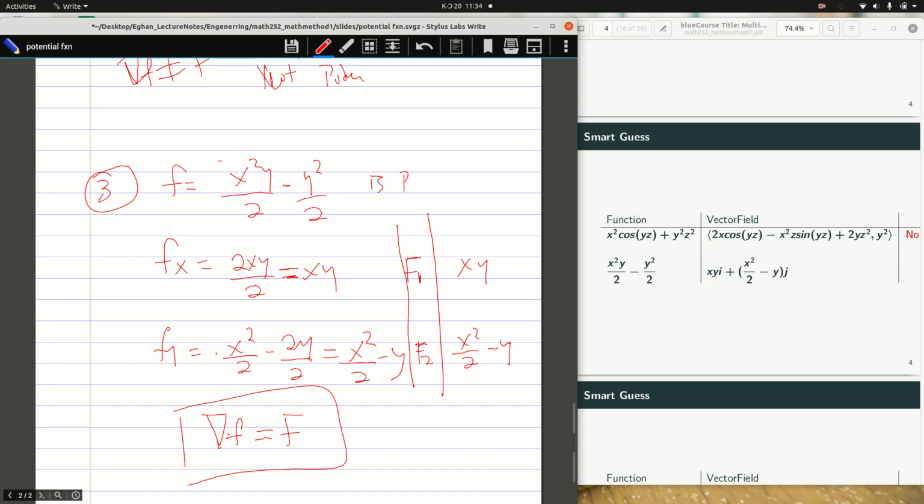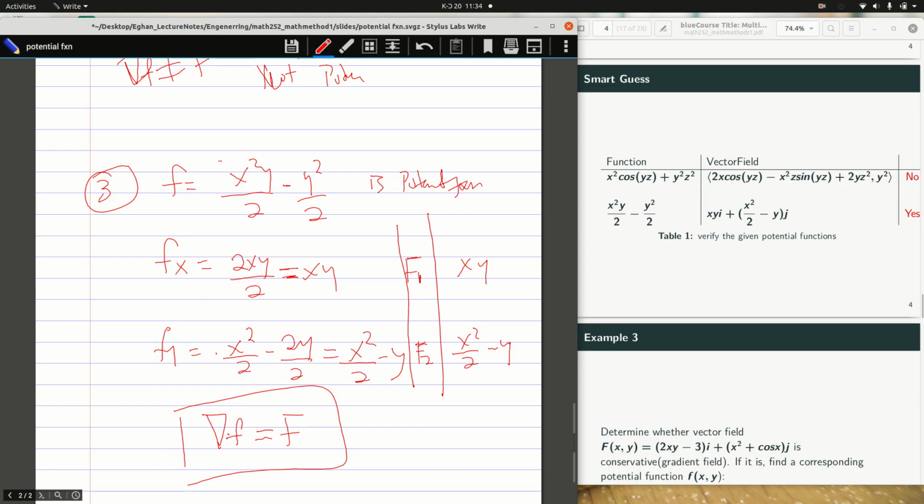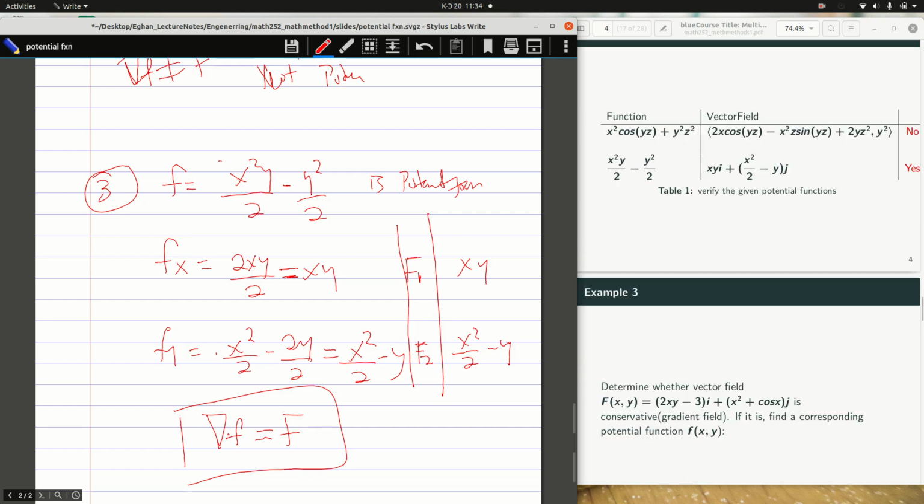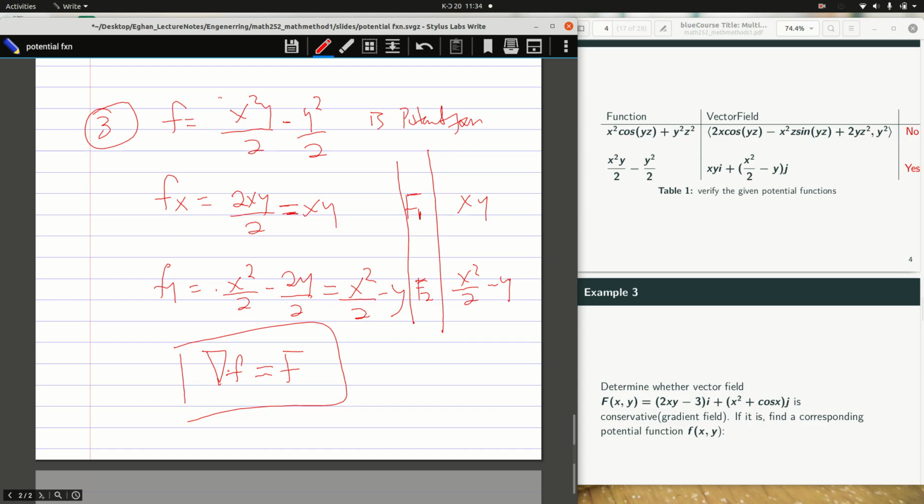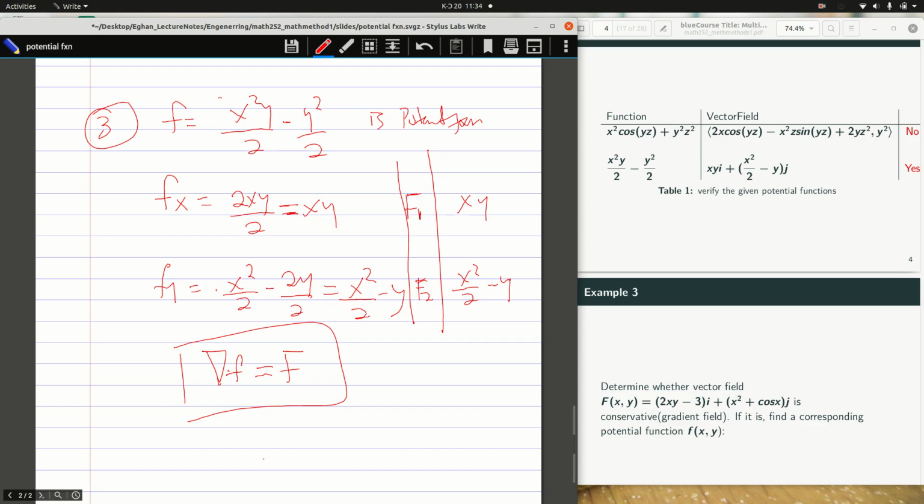Hence, this is a potential function, and that's how you verify that. Let me simply rewrite my equation. Now the answer is yes, it's a potential function. And the example 3 leads you to the next video, gt. That's the second case.